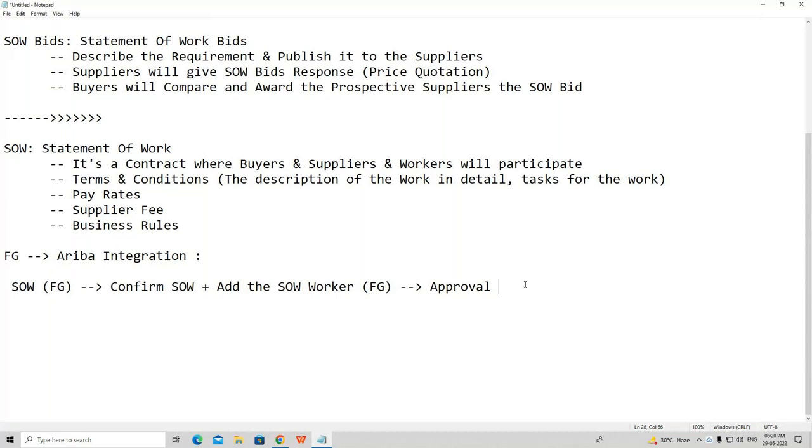Now, why am I talking about this approval over here? You might ask, Manoj, you did not talk about the approval for SOW, but why are you talking about this? Because this approval is important because of this SOW worker. Of course, PMO will be part of the approval, because PMO is the one who is raising this request.